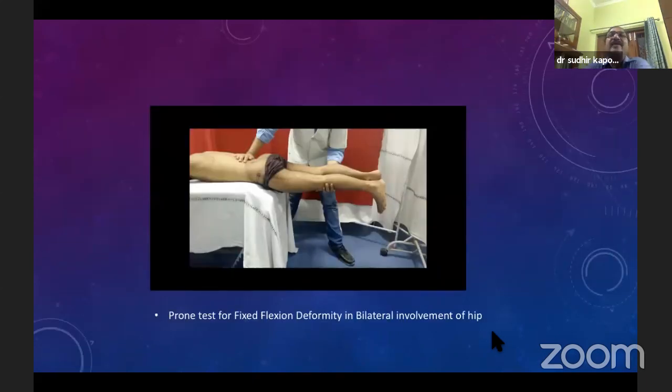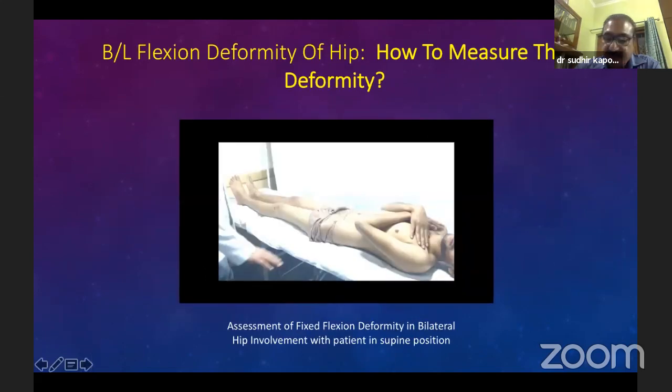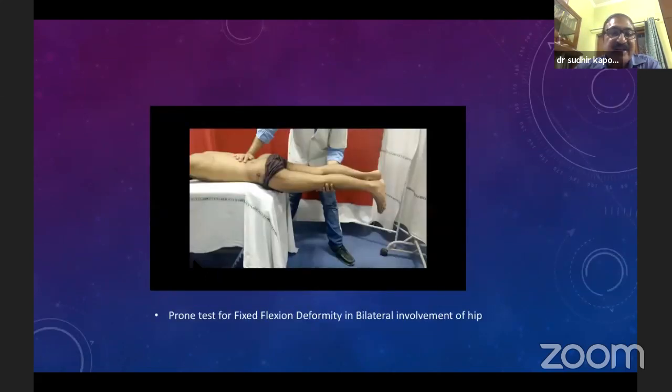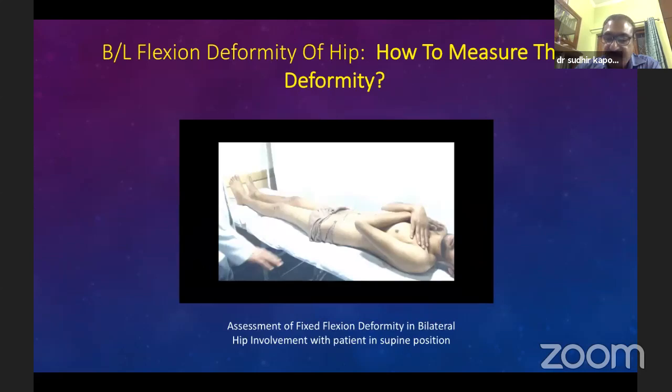Now, if a patient has got a bilateral flexion deformity of the hip joint, how to measure that? This is the classical method.